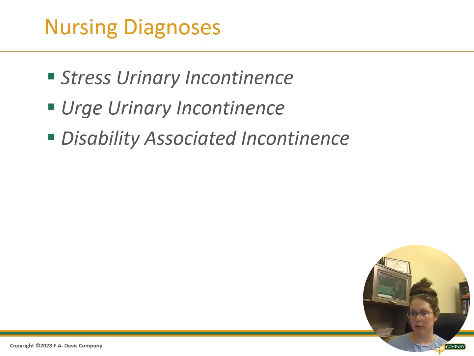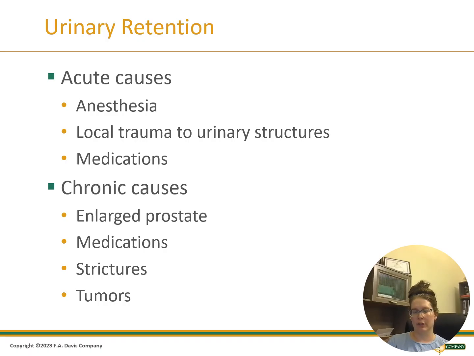Okay, we have more nursing diagnoses. And then we have urinary retention. So acute causes of urinary retention can be anesthesia. This is temporary suppression of bladder contractility after surgery.